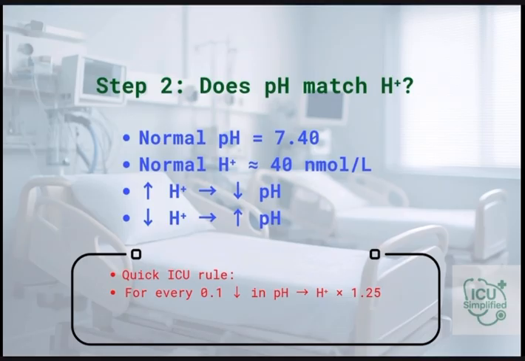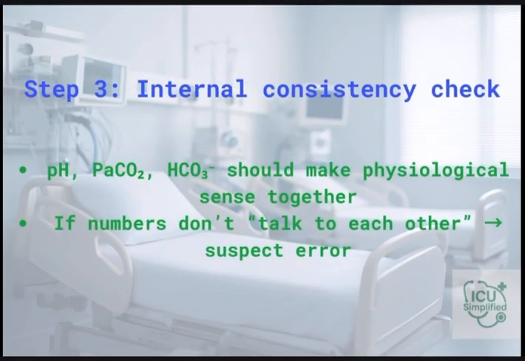The next step in validating an ABG is to assess internal consistency. The values of pH, PaCO₂, and bicarbonate should make physiological sense together. These variables are linked. They should move in directions that are logically consistent. For example, if the pH is low, there should be a clear reason for that acidemia, either an elevated PaCO₂ or a reduced bicarbonate. If the numbers don't seem to talk to each other or the pattern doesn't fit basic physiology, we should always pause and suspect a possible error rather than forcing an interpretation.